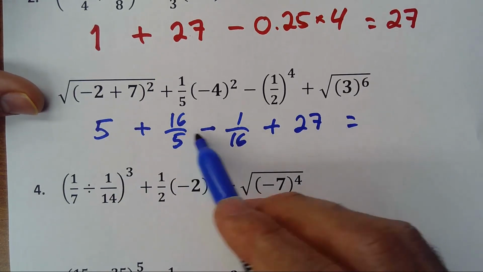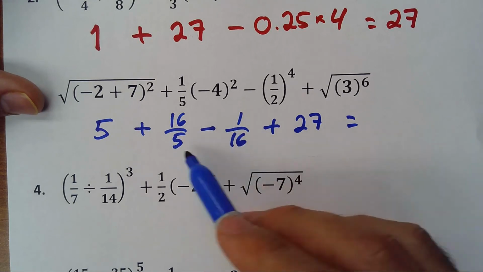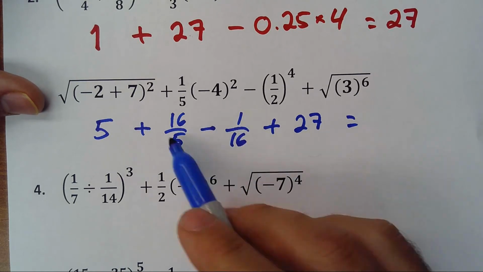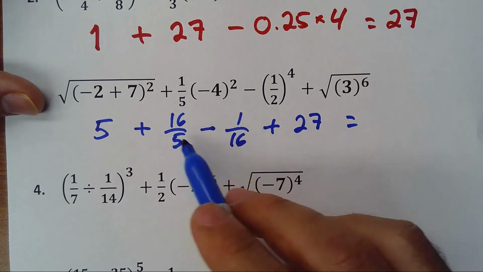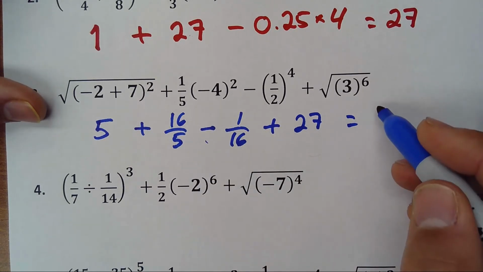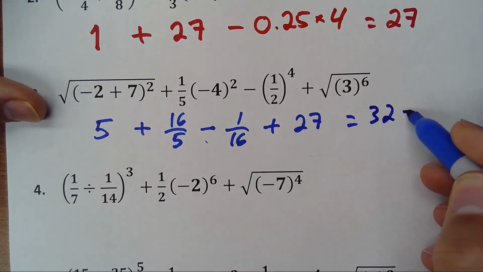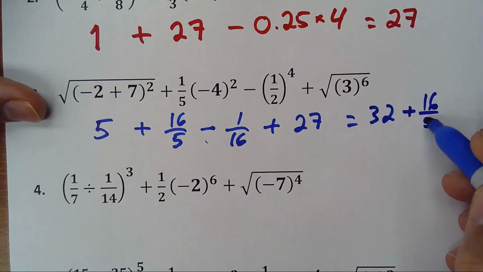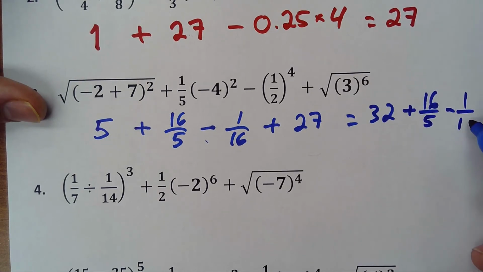And then we have to do this one here. So 32 plus the answer of those two. I'm not going to do it. I'm sure you know how to add fractions. So basically it will be the 32 plus 16 over 5 minus 1 over 16.